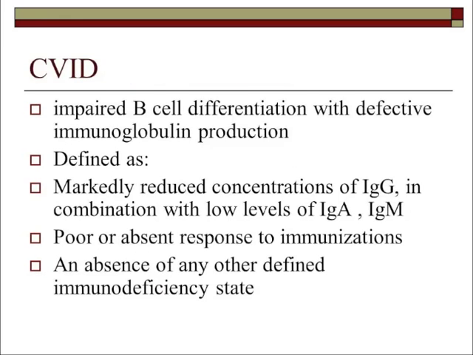So this brings us to common variable immunodeficiency. And this is going to be the one that you're going to see the most in practice. Basically, it's defective immunoglobulin production. So you'll see markedly reduced concentrations of IgG, but it's almost always going to present with low IgA and low IgM as well. The key to CVID and the key to diagnosing it is that they have poor or no response to immunization, and I'll talk about that a little bit more. And then to say that it's CVID, there has to be no other immune disorder present.